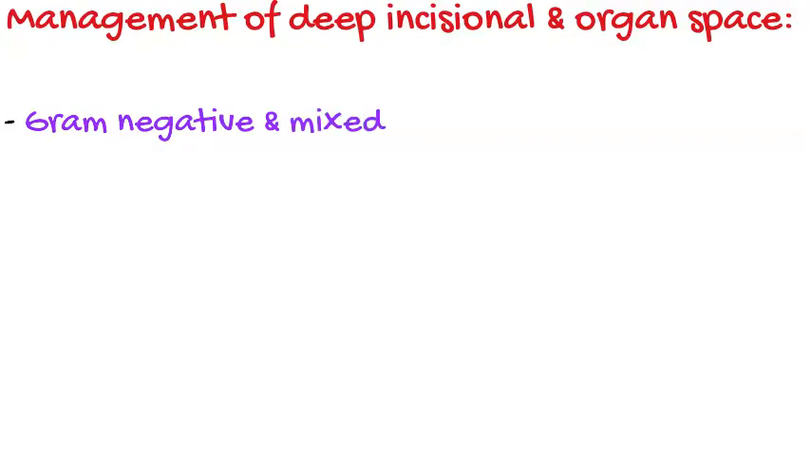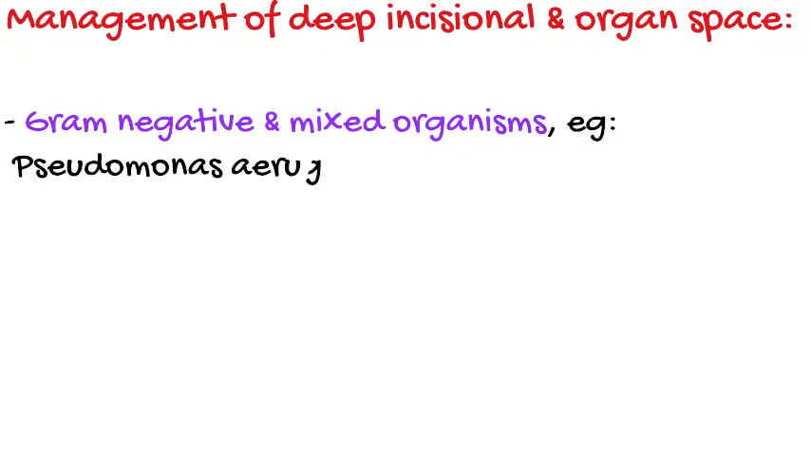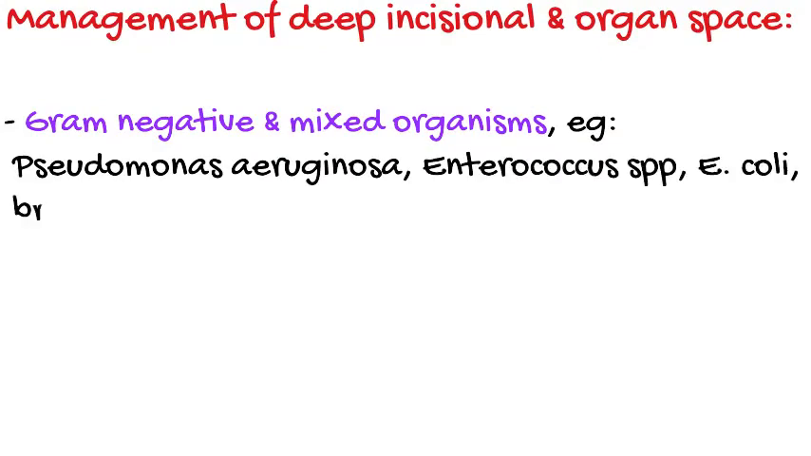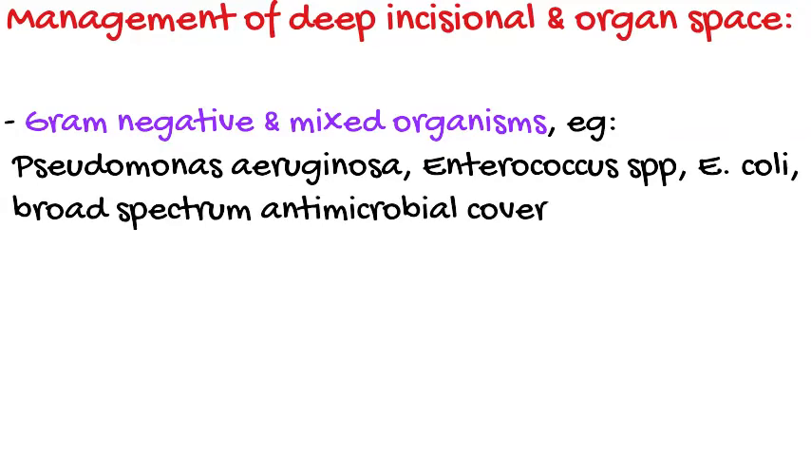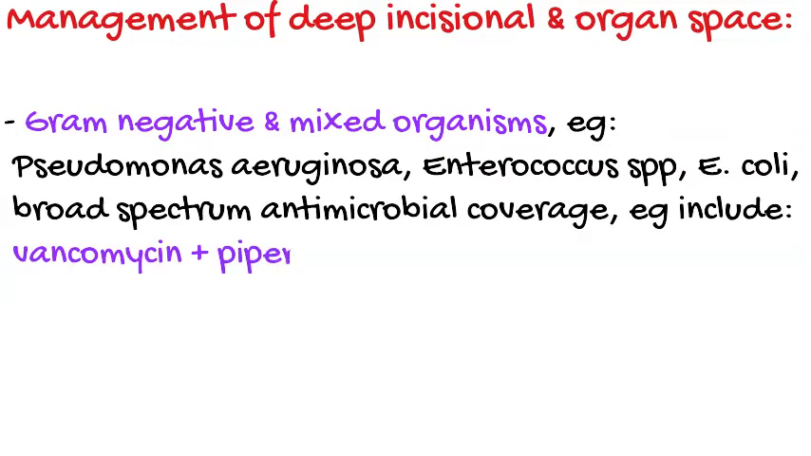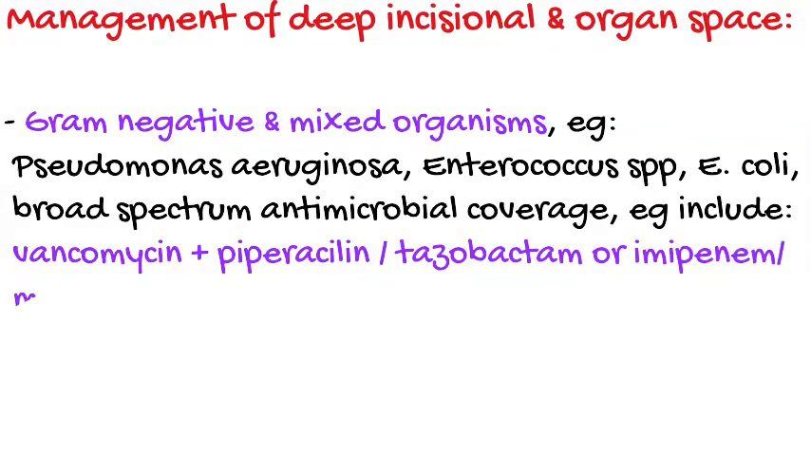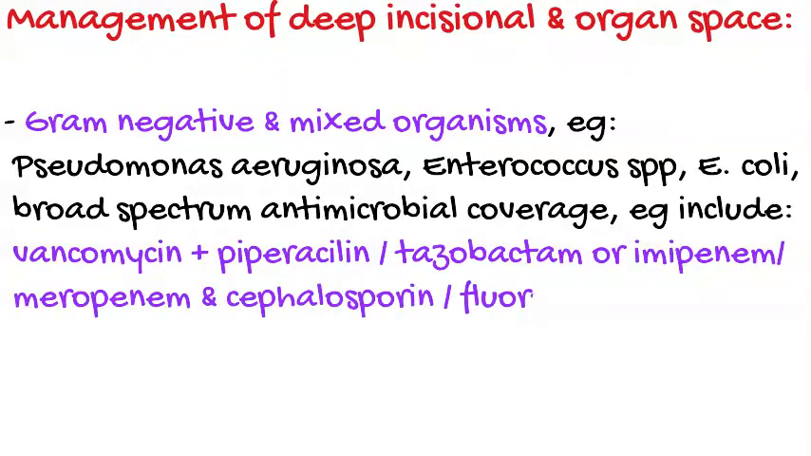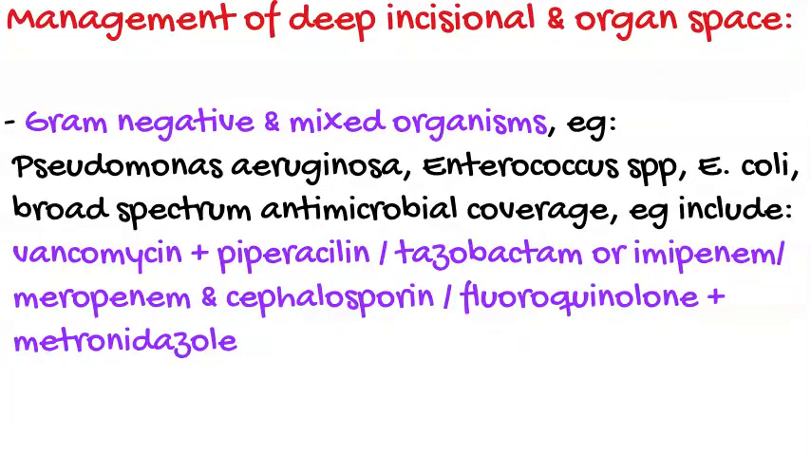For gram-negative and mixed organisms, for example Pseudomonas aeruginosa, Enterococcus species, E. coli, the treatment of choice includes broad-spectrum antimicrobial coverage, for example vancomycin plus piperacillin-tazobactam, or imipenem, or meropenem, and cephalosporin or fluoroquinolone plus metronidazole.